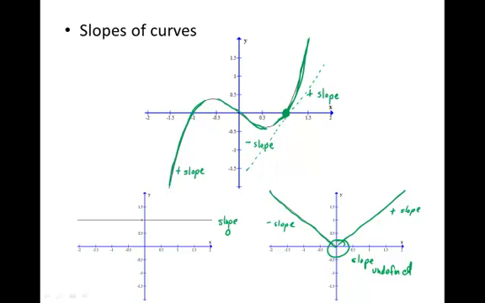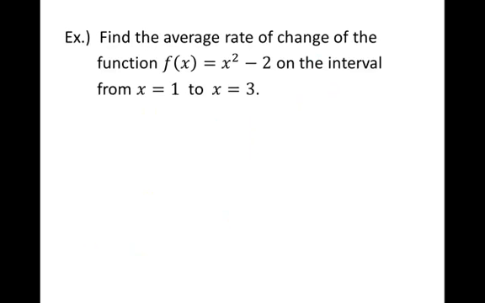To begin with though, let's think about some simple problems we can do now. Consider the following. We want to find the average rate of change of the function f of x equals x squared minus 2 on the interval from x equals 1 to x equals 3. This is a curve, but since I'm on a fixed interval, the average rate of change would just be the rate of change over that particular interval.